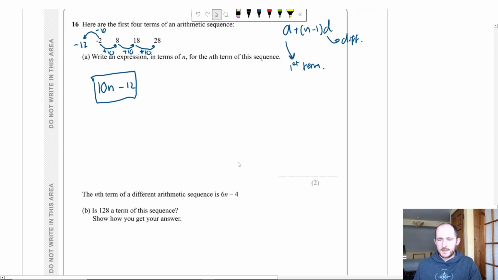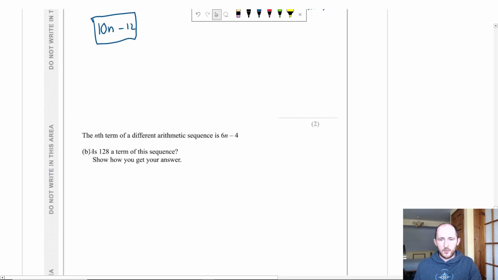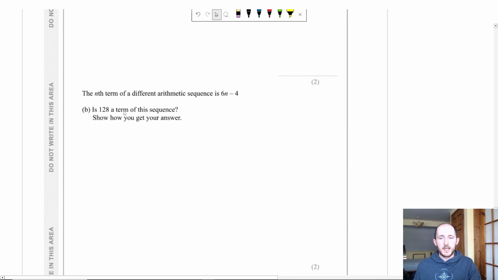And for part B, where it says the nth term of a different sequence is 6n minus 4, is 128 a term of the sequence, show how you get your answer. All you need to do is write the nth term and make it equal to 128, and you're going to solve for n. So let's add 4 to both sides. We get 6n equals 132. Divide both sides by 6.